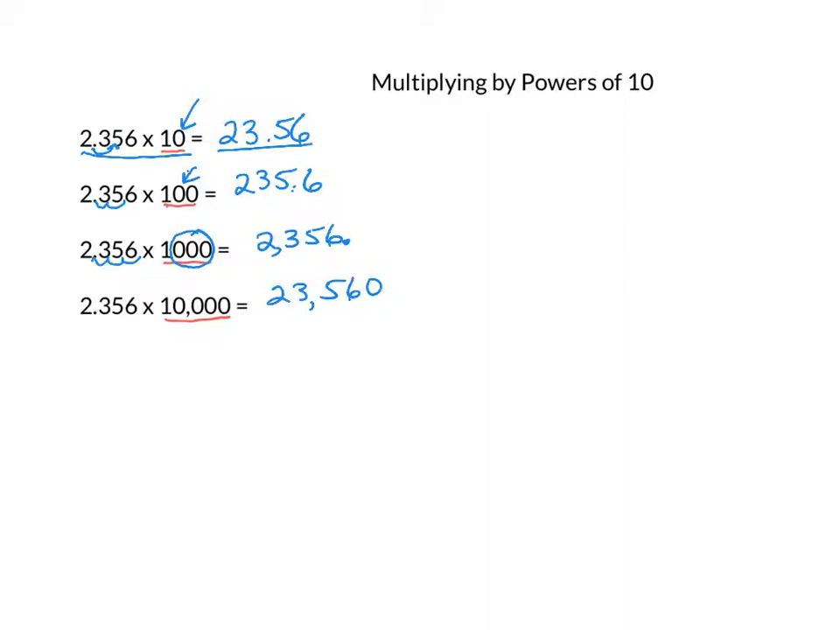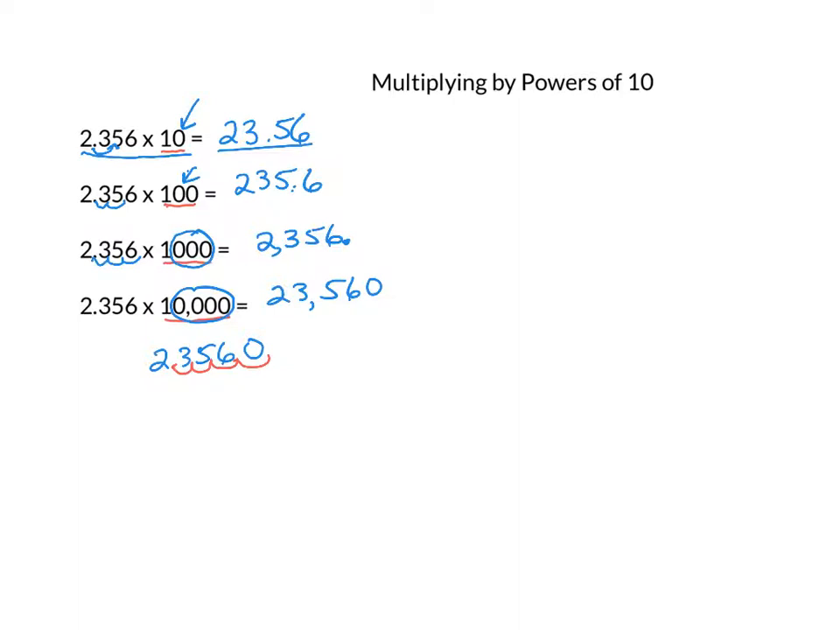In the last one, there are 4 zeros, and I needed to move that decimal point over 4 places. It is right here right now, and I need to move it over 4 places. 1, 2, 3. Well, in order to move it over another place, I need to put in another 0 so that I can do that. So the answer came up to be 23,560.